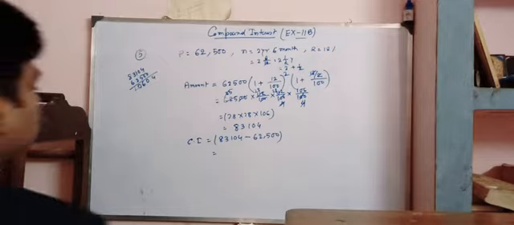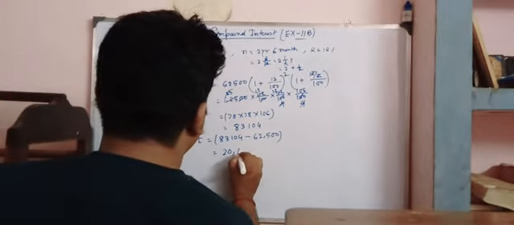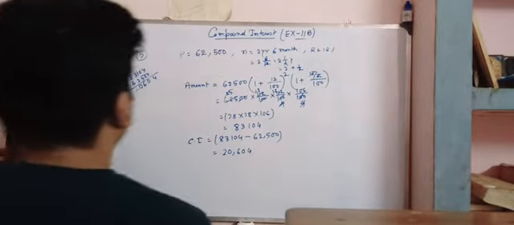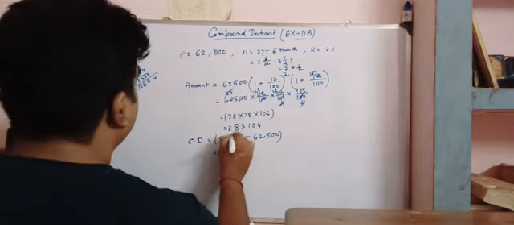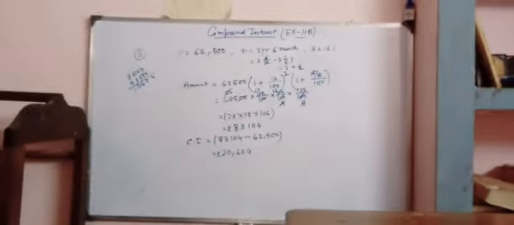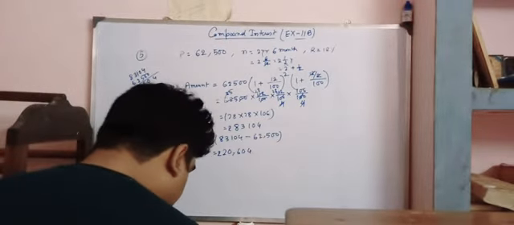$20,604. So that is my compound interest, the rupees sign should be there. So that is my required compound interest for question number 5. So next, quickly move to another question.